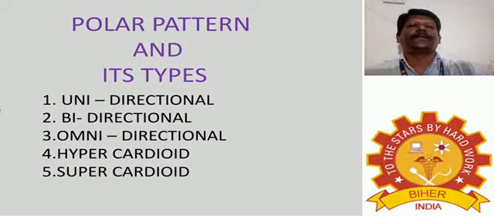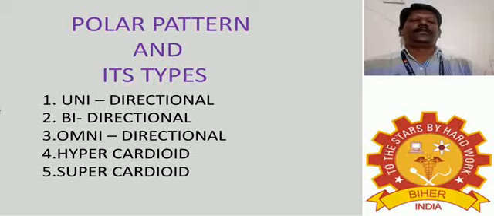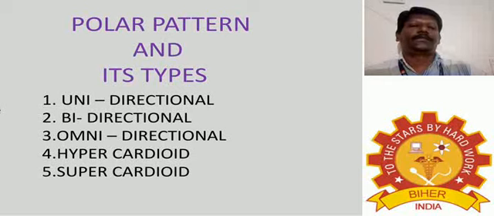Then polar pattern. What is a polar pattern and its types? There are 5 types of polar pattern: unidirectional, bidirectional, omnidirectional, hypercardioid and supercardioid.